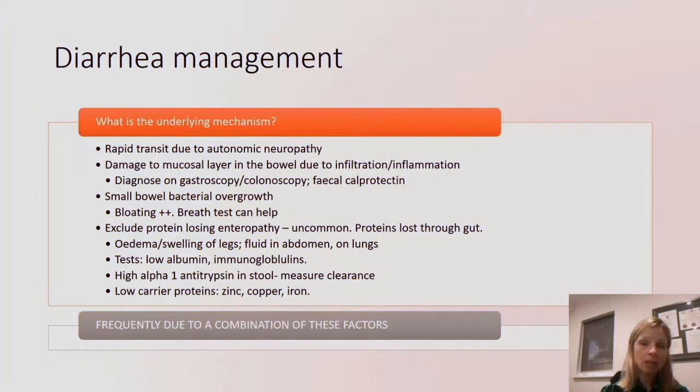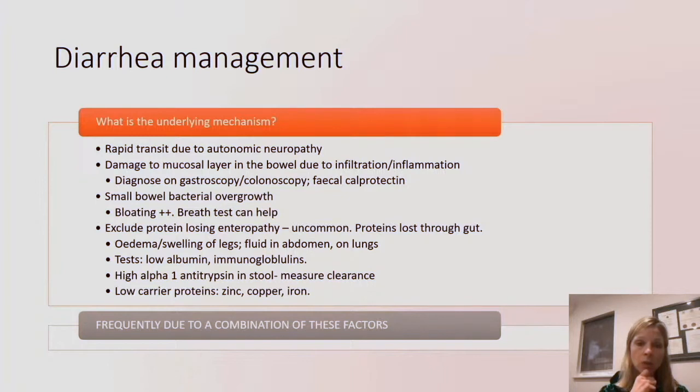Fecal calprotectin is a non-invasive marker that can basically be used to track that sort of inflammation and give some additional information on that. Small bowel bacterial overgrowth is something I consider in patients who present with diarrhea and quite extensive bloating or distension. That usually is marked in these patients, and treatment can then be tailored down the relevant antibiotic pathway.